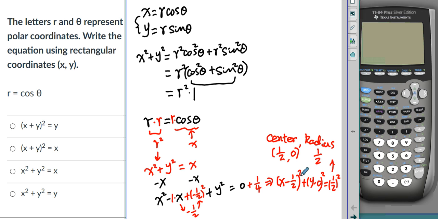It tells us that the center is where? It is (1/2, 0) on the x-axis. The radius is 1/2. That's the circle.